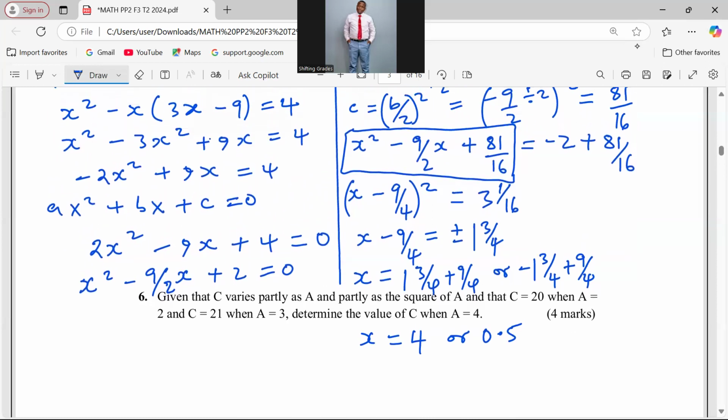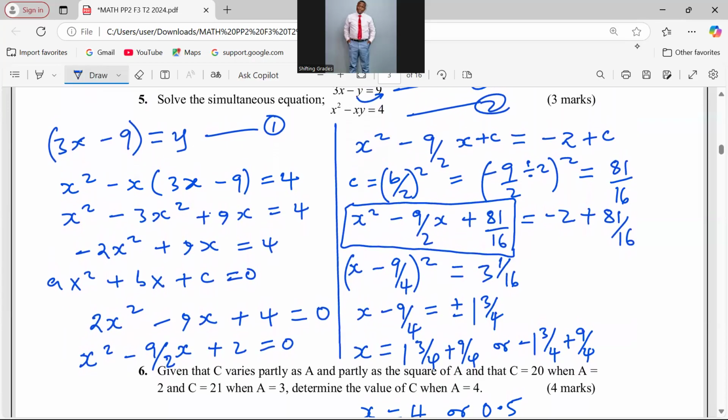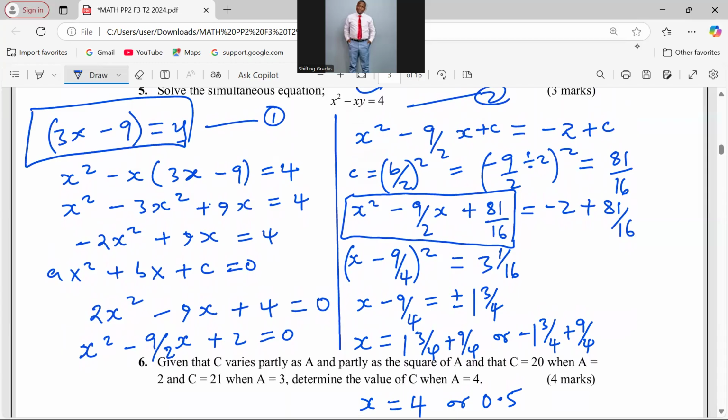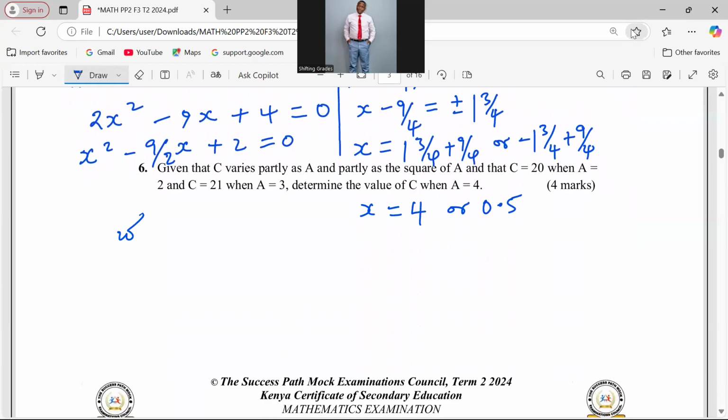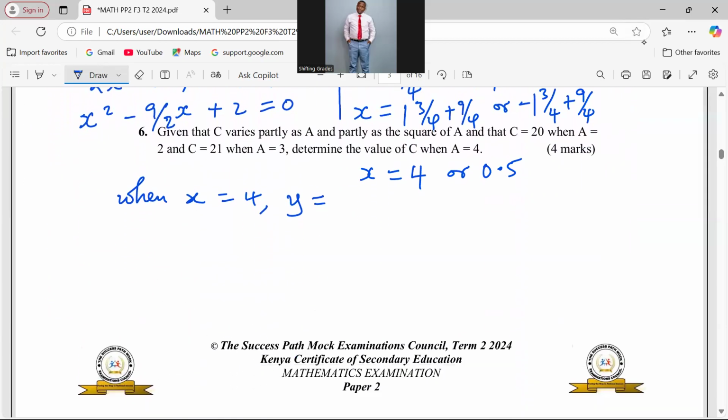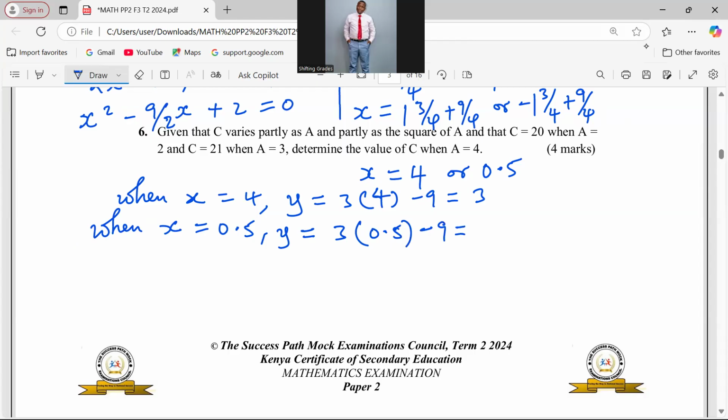So I'm having 2 values of x, which means I can get 2 values of y. The 2 values of y will be given by, remember this, y is given by 3x minus 9. So when x is 4, y shall be 3x minus 9. 3x becomes 12 minus 9, which is 3. When x is a half, 0.5, the value of y shall be 3x minus 9. I'm getting negative 7.5. So we have each value of y and the corresponding value of x.